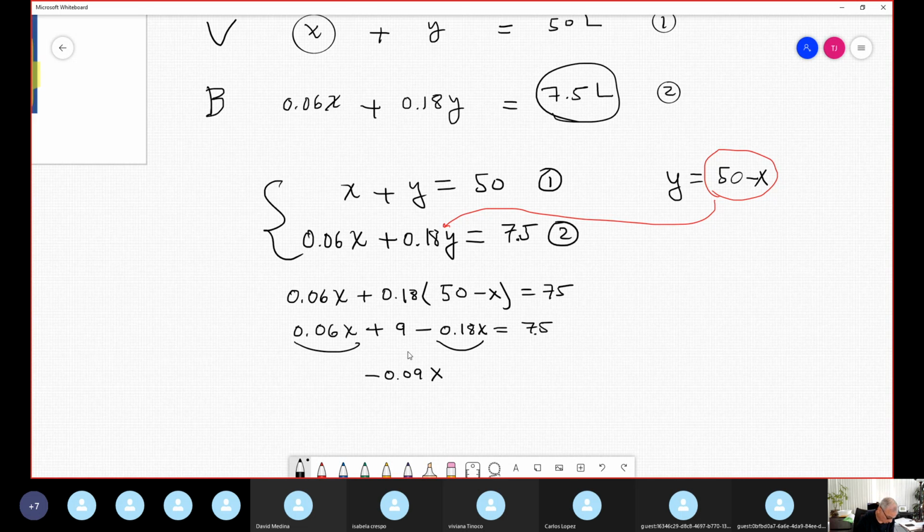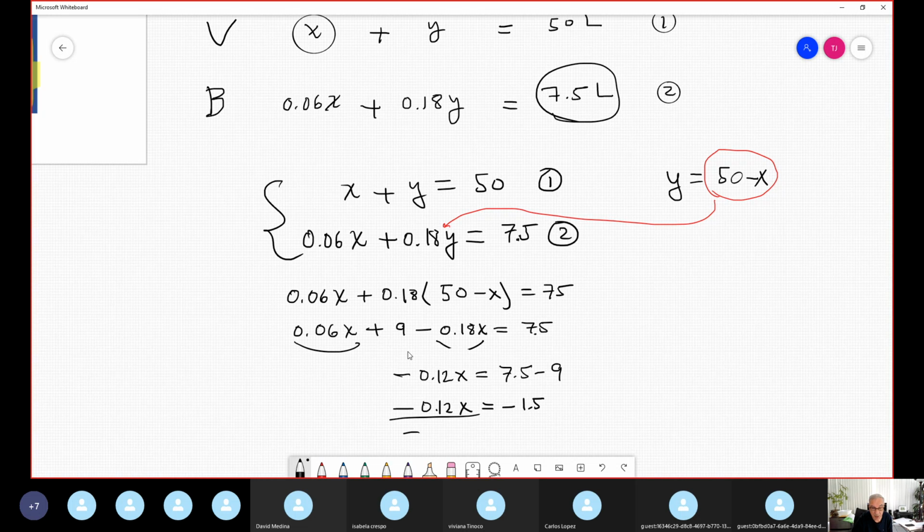No. A ver, no, está en inglés. It's 0.06 minus 0.18, it's 0.12. Of course, negative, no? Negative 0.12x. In the right hand side, I have 7.5 minus 9. Okay, 7.5 minus 9 is negative 1.5. Negative 1.5.